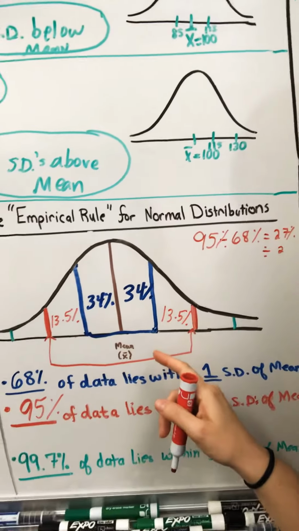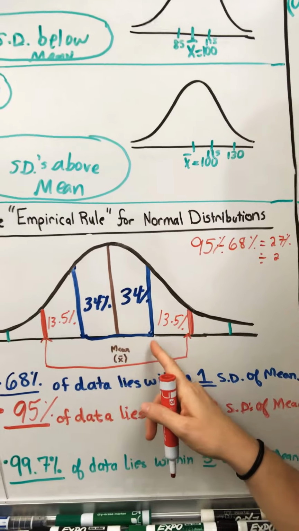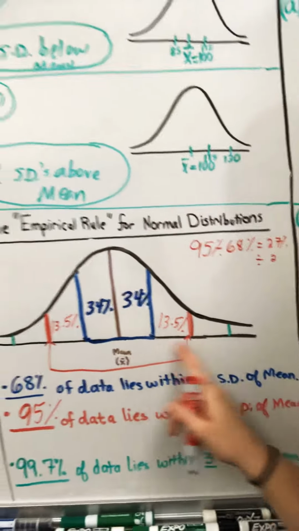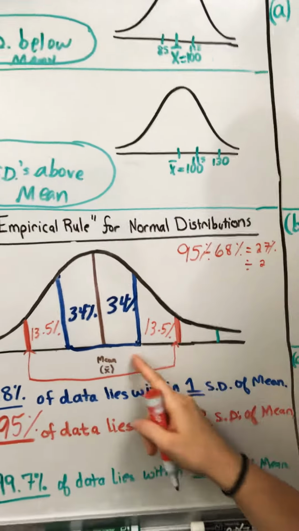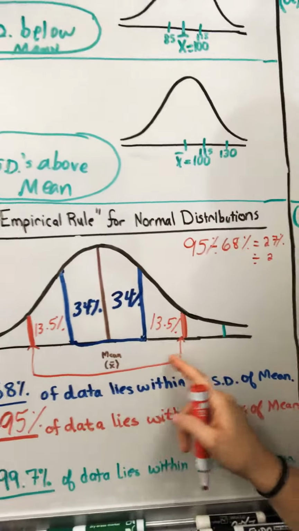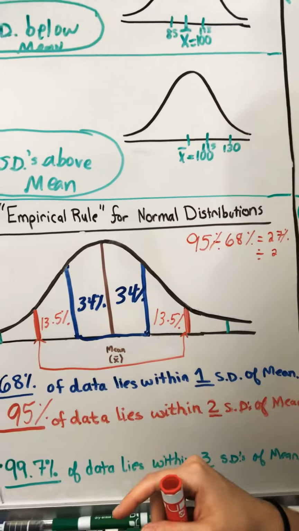So if I wanted to know the percentage of people who would have IQ scores between 1 and 2 standard deviations of the mean, that would be between the IQ score, I believe, of 115 and 130. That's only 13.5% of the population, so not too frequent, right?